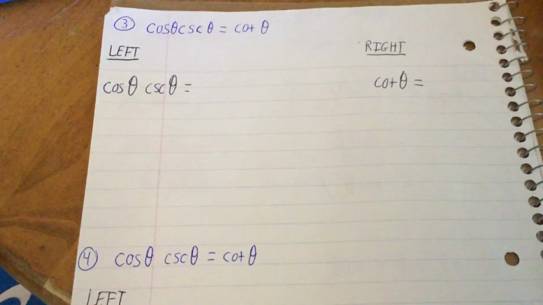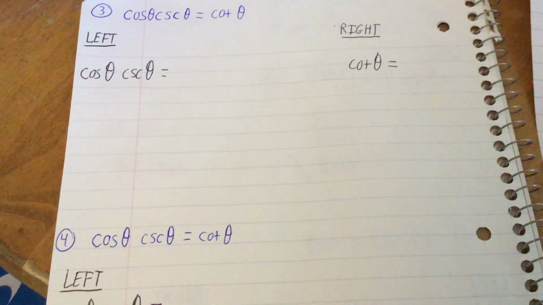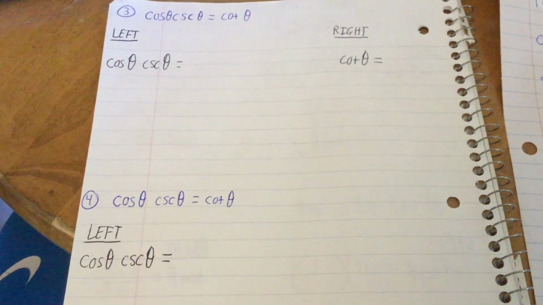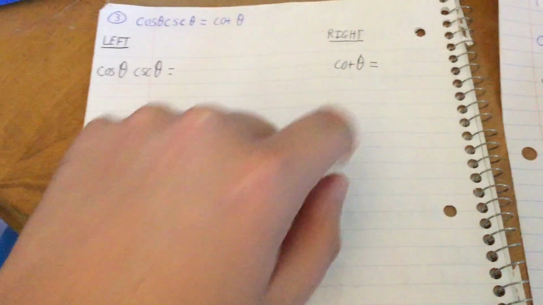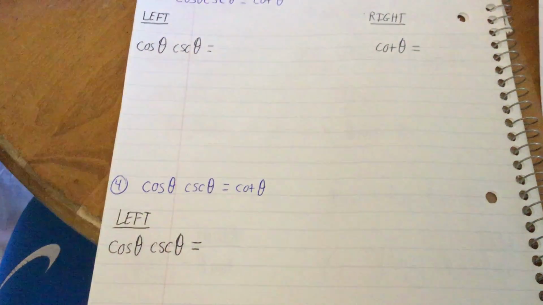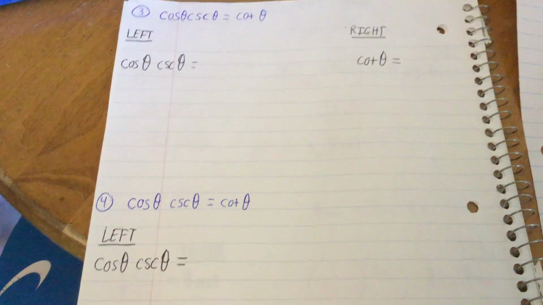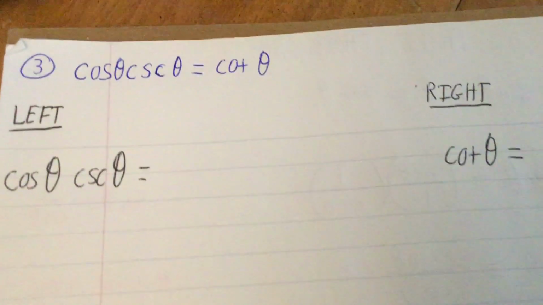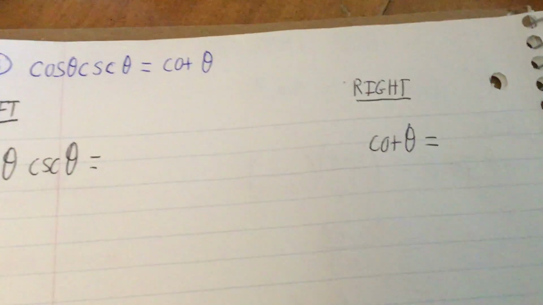Okay, let's take a look at problem number 3 and 4. They're the same problem. I'm going to do cosine of theta, cosecant of theta is equal to cotangent of theta. See which one you prefer: left and right meet in the middle, or left proves right.